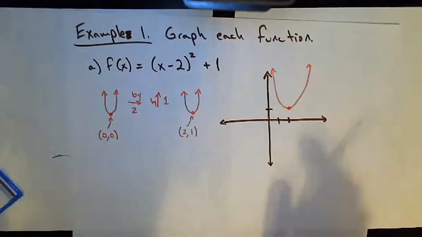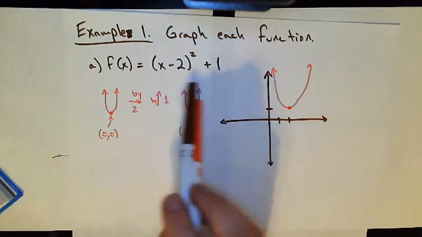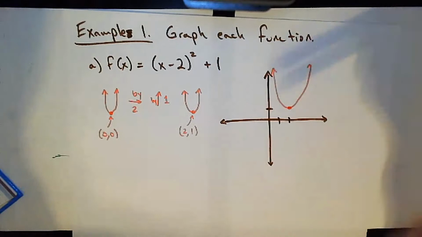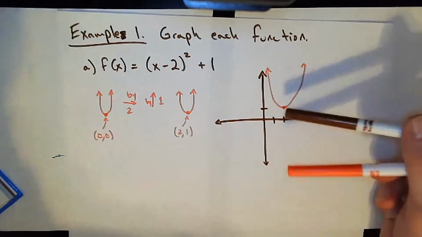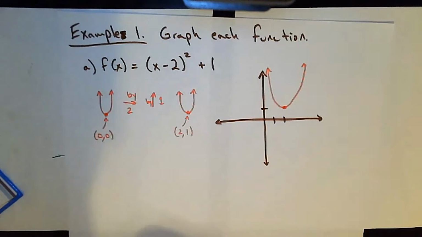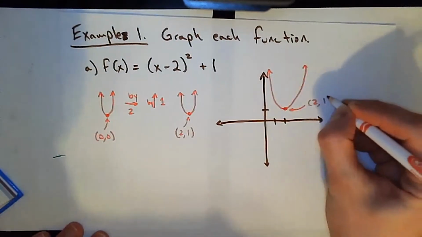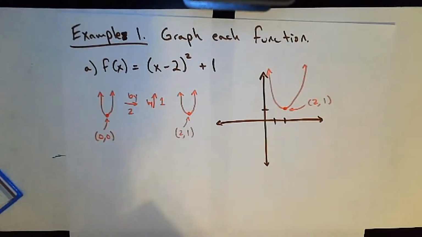I'm not going to worry about other points it goes through. The point of getting the idea of the shape of these graphs is that later, when you're graphing things like this, you're not super worried about what the rest of it looks like, as long as you get the general shape right, and also that original starting point, that anchor point. As long as you get that point right and the general shape of the graph right, then we're good.